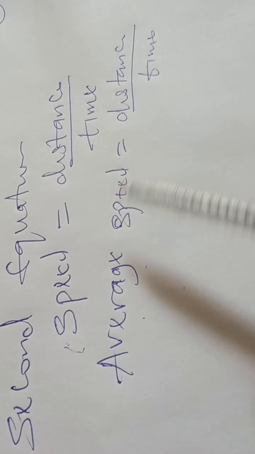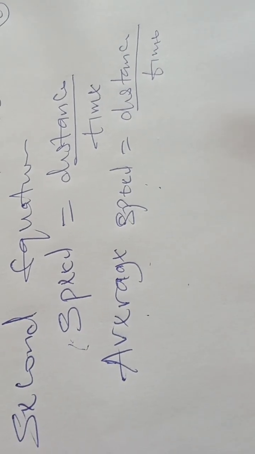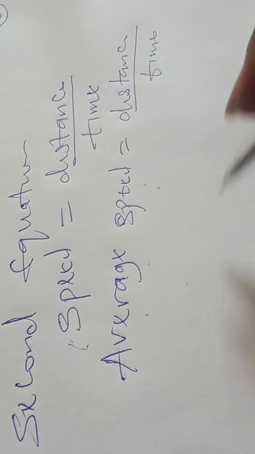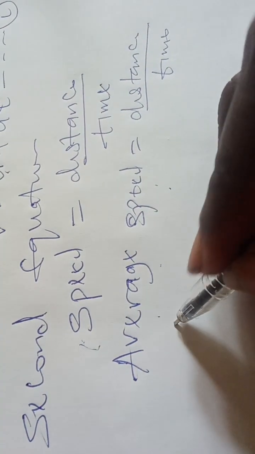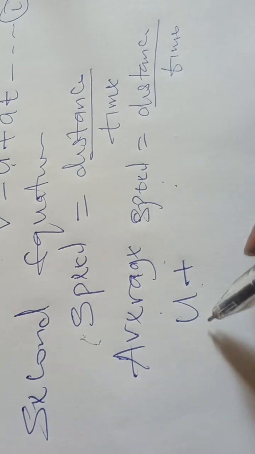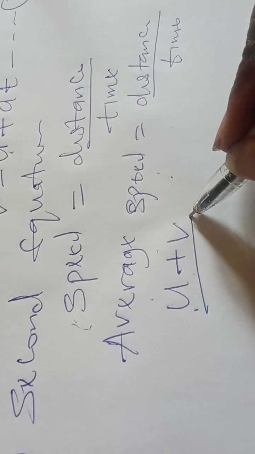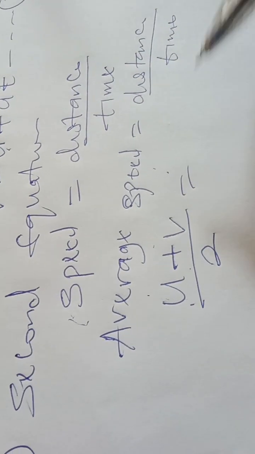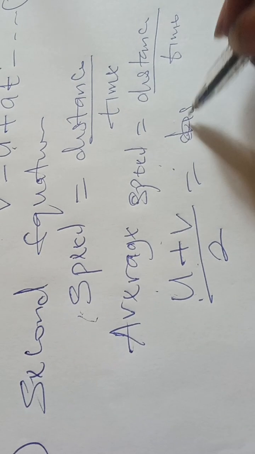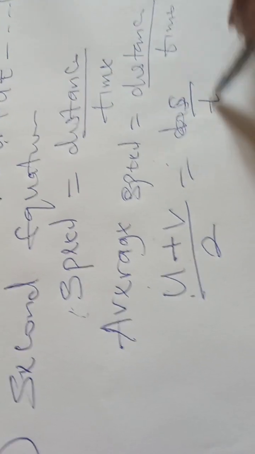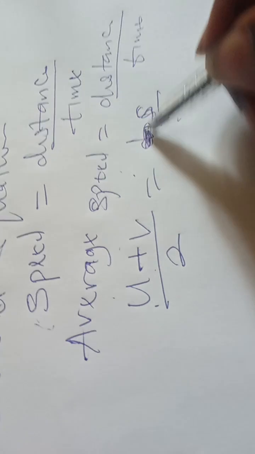When we're having average speed, that means we're having initial velocity and final velocity. Average of something means you divide the total by 2. So we have u plus v, initial velocity and final velocity, all over 2, is equal to distance. Distance we can just call s, so s over t.